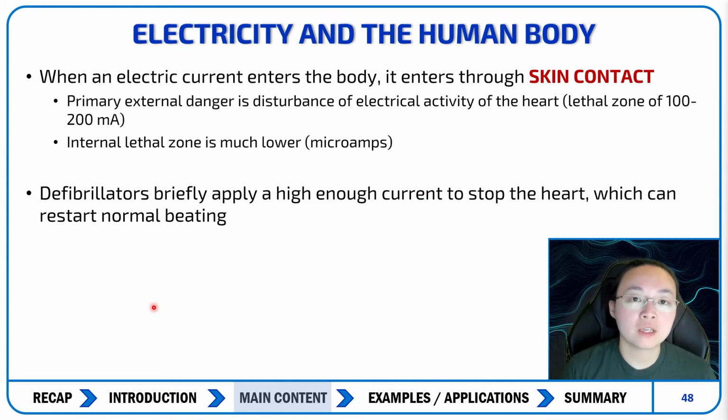So we take a look at fibrillation between 100 and 200 milliamps, and we think about why defibrillators even work. Now, defibrillators aren't going to immediately kill you, but defibrillators have the same effect. They're going to deliver an electric shock to your body so that it can jumpstart the heart based off of this lethal zone of 100 to 200 milliamps. They usually apply a high enough current to stop the heart. And once the heart is stopped, then hopefully it has enough power to restart normal beating.